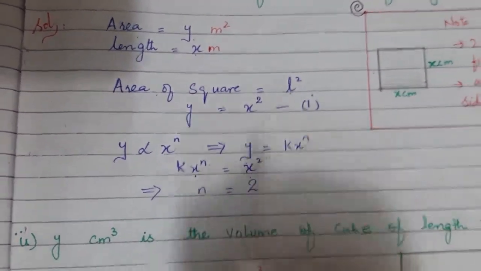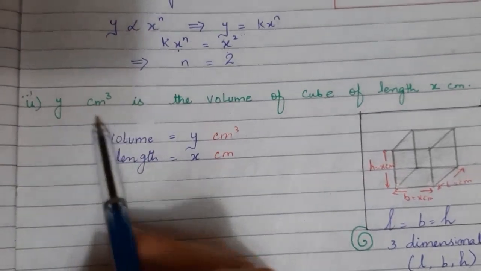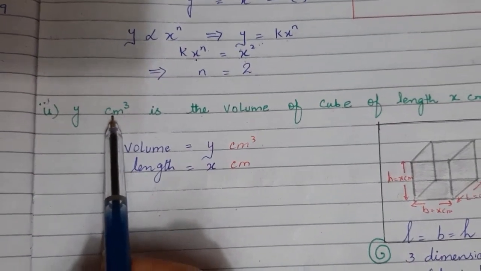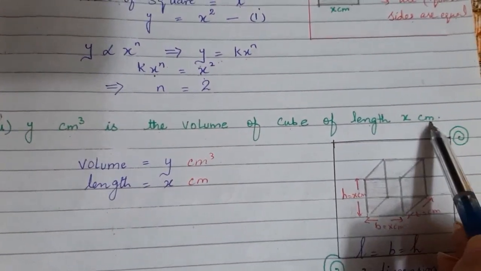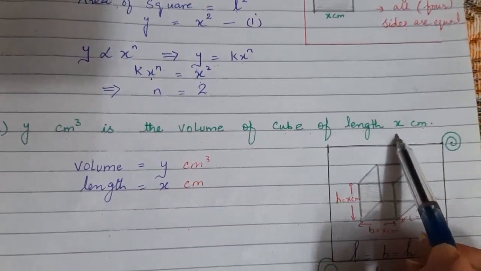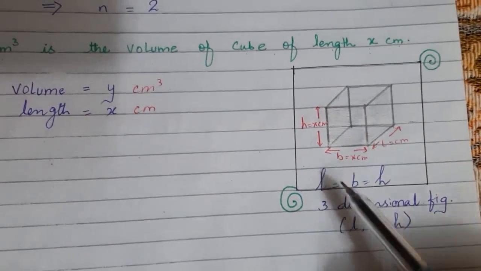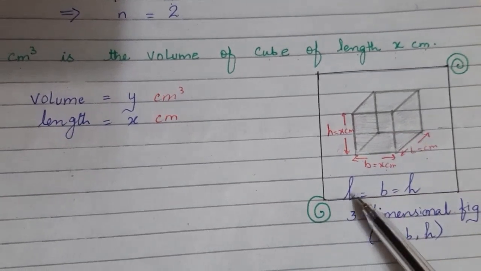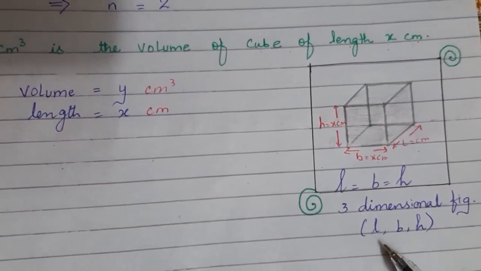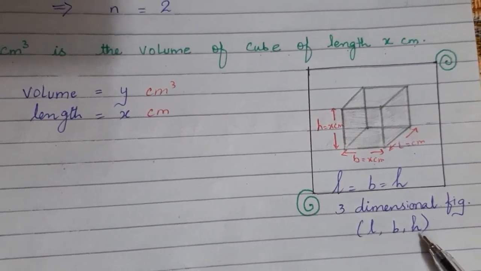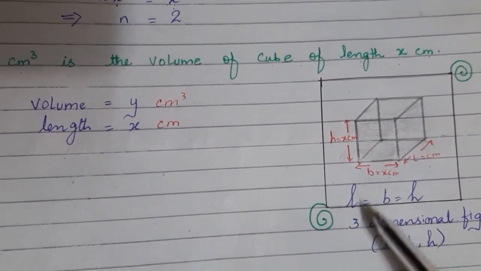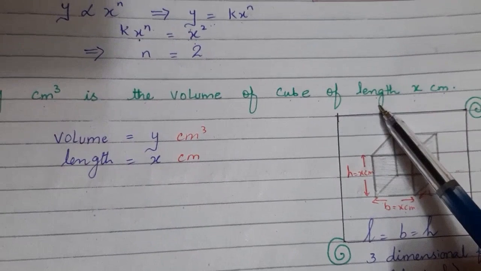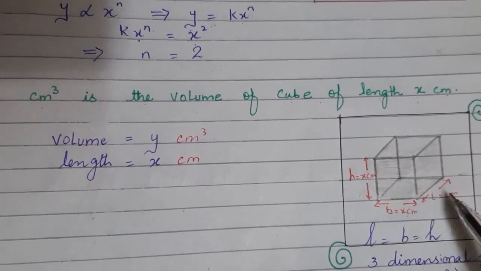Now in the second part, y centimeter cube is the volume of a cube. The unit for volume is centimeter cube, and for length, this unit is centimeter. And what is the length for a cube? X. This is a figure of a cube. You can see that this is the height, breadth, and this is the length. As a cube is a three-dimensional figure, what are the three dimensions? Length, breadth, and height. Very good. So for a cube, the length, breadth, and height must be equal to each other, and here only the length is given, which means that its breadth and height are equal.